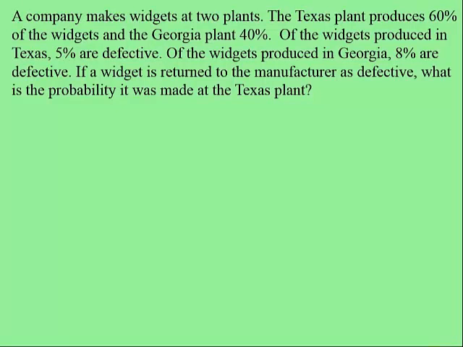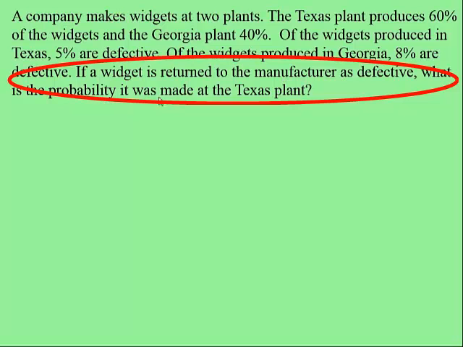For example, in this problem, the company makes widgets at two different plants, one in Texas and one in Georgia. Then they go on to sell some of these widgets later on after they're made, and then some of them are returned as defective. It says here the widgets produced in Texas, 5% are defective. Widgets produced in Georgia, 8% are defective. And so we make the widgets first, and then we know whether or not they're defective. And so the question, however, is if we know it's defective, what's the probability it was made in Texas?